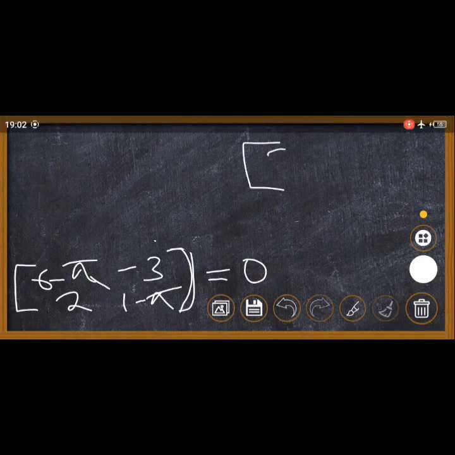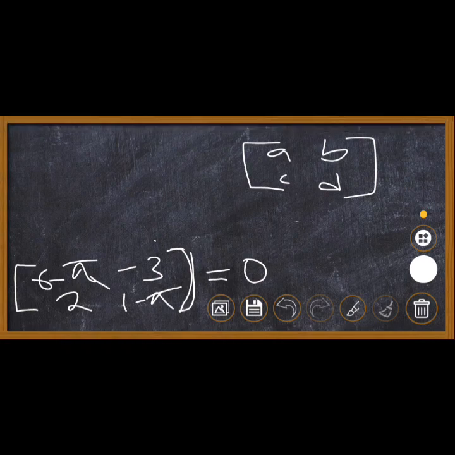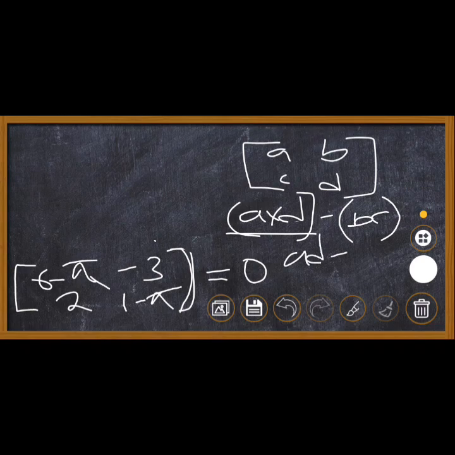So let's just borrow a concept from here to determine the determinant. Let's say we have A, B, C, and D. To find the determinant of this, what we always do is multiply A by D. So the values in A and D, you multiply them, and then you subtract the values that are in B and C. Then whatever you have after you have found the values here, that's your determinant.